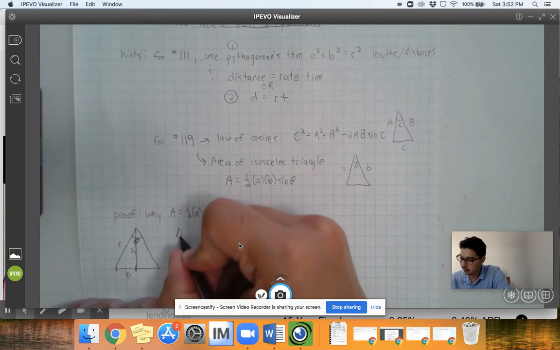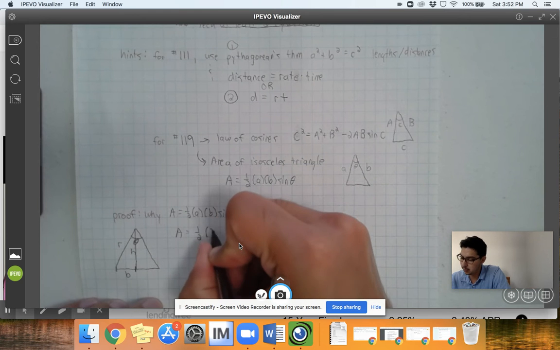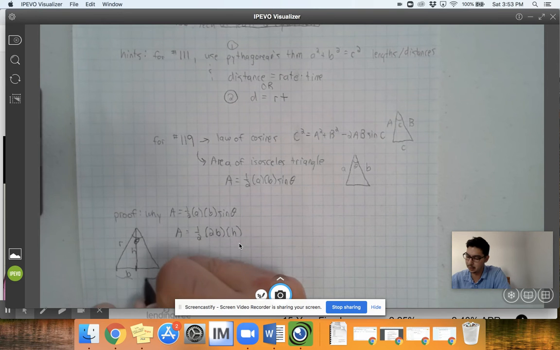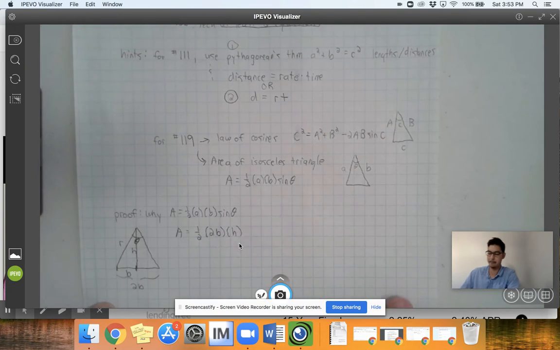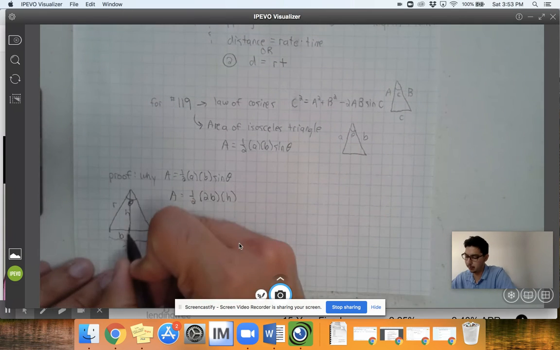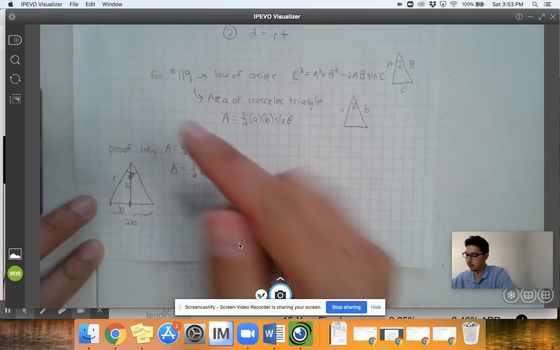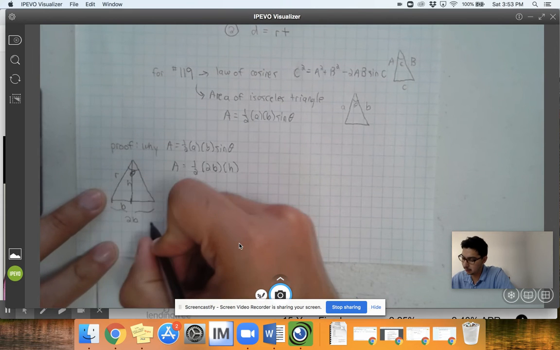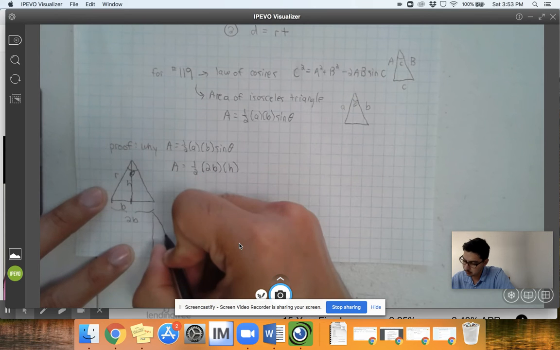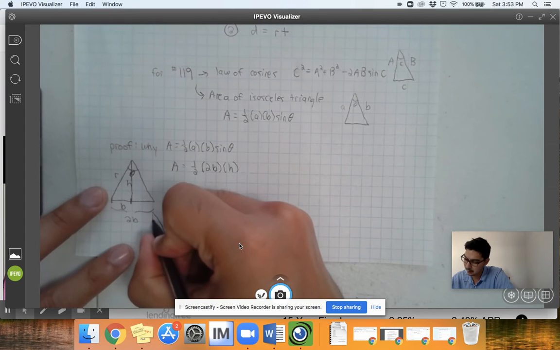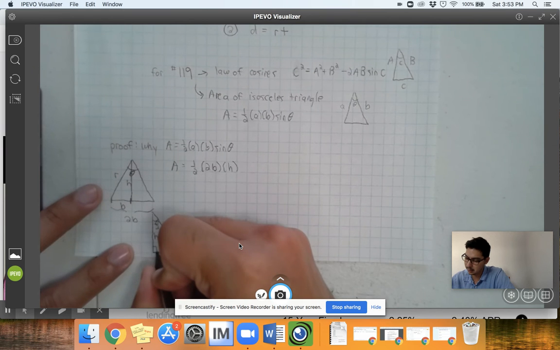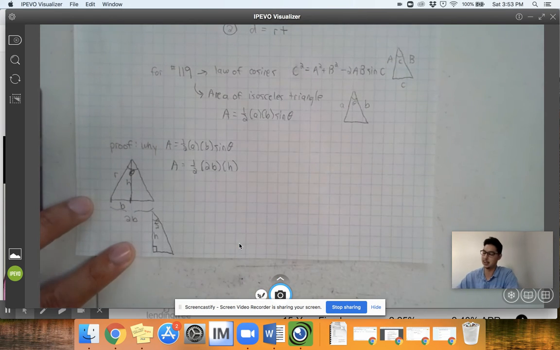So the area of the entire triangle is going to be 1/2 times 2b times h, for 2b representing the entire base of this triangle. Okay. Now, if we just break this apart in terms of one triangle, so if I pull this triangle out, so that's h. Now that is half that angle, so that's going to be theta over 2. And then this will be 90 degrees, because obviously the height has to be perpendicular.